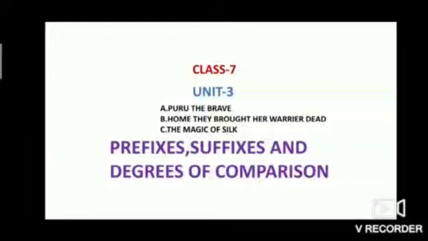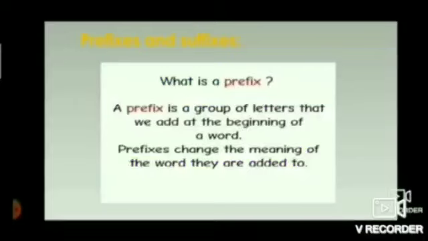Students, today in unit 3 we are going to learn about the grammar part. Prefixes, suffixes and degrees of comparison. Okay students, let's begin. Prefixes and suffixes we have already learned in our earlier classes, right?